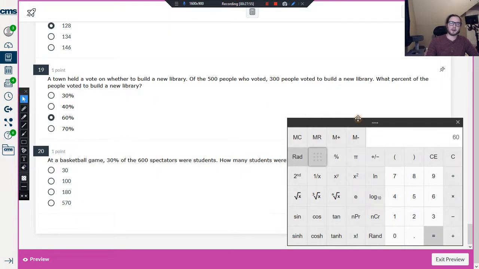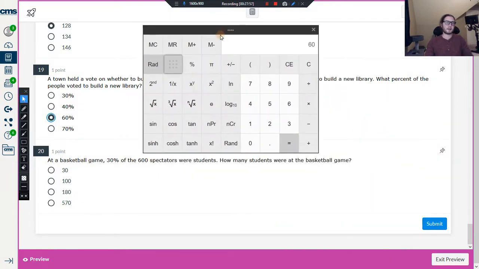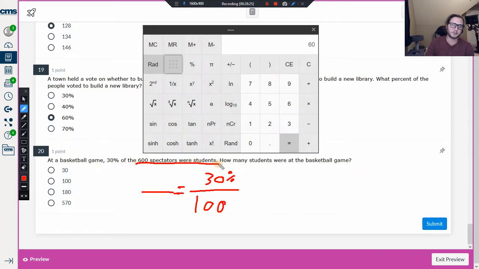And the final problem, number 20. At a basketball game, 30% of the 600 spectators were students. How many students were at the basketball game? Okay, so again, they gave us a percent, 30%. It gave us a total, and it gave us a part right here. Total, I meant to say 100. We all know it's out of 100%, and it says out of the 600 spectators were students. So that clues us in that the total was 600.